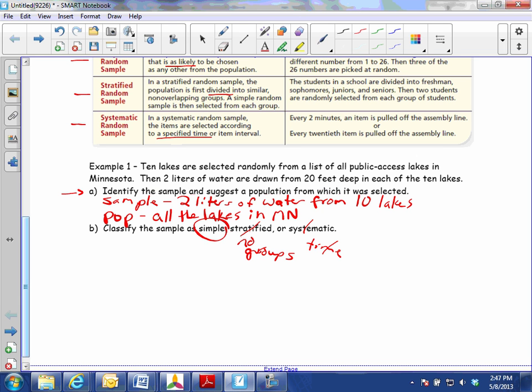All right, any questions on this type of thing? Why does it say suggest a population? Because there's really no other choice for a population without one. Well, it says public access lakes, so you could say all the lakes or all the private lakes and the public lakes. It just depends on how you word it. As long as you say something along the lines of all the lakes in Minnesota. Our population is not going to be all the lakes in the U.S. because we're just looking at Minnesota. Right.